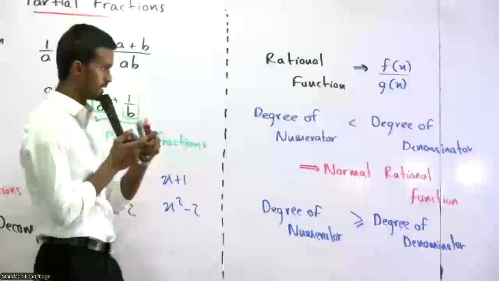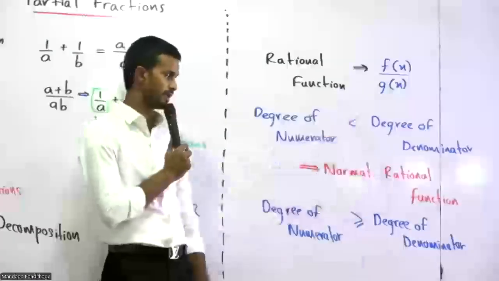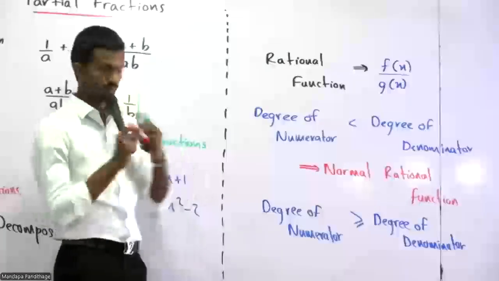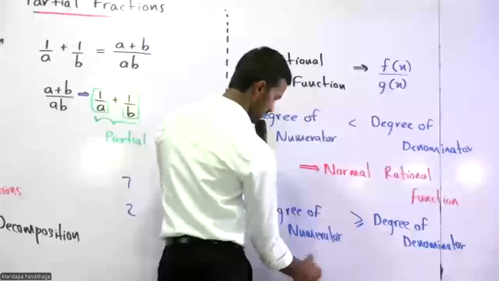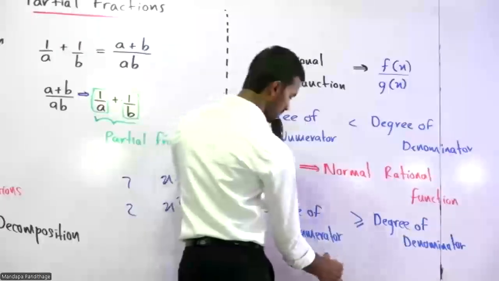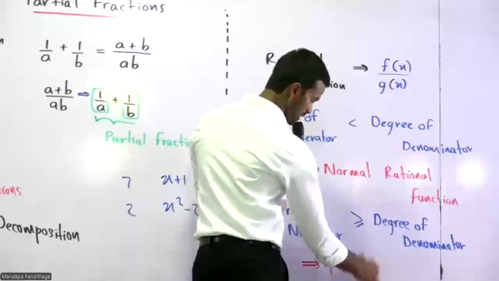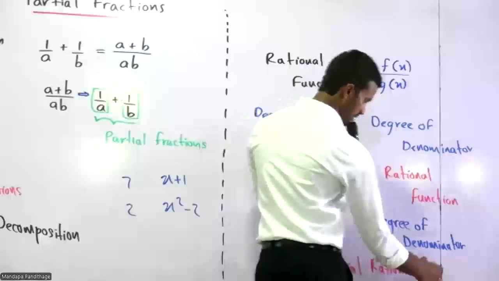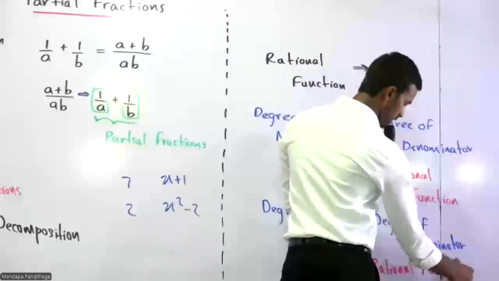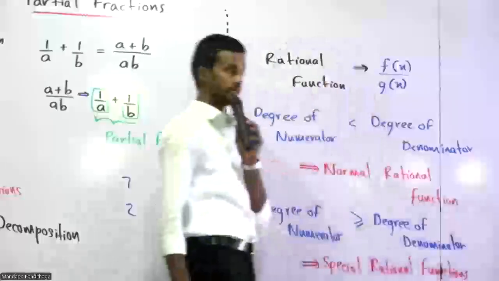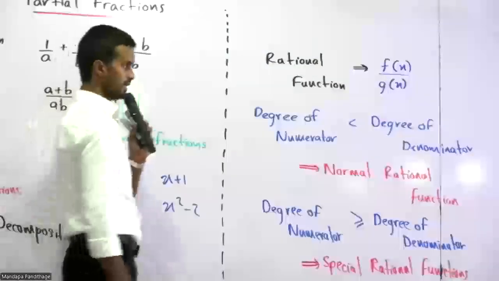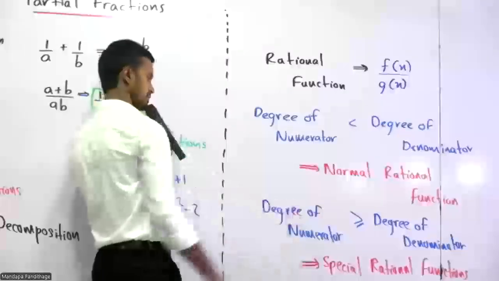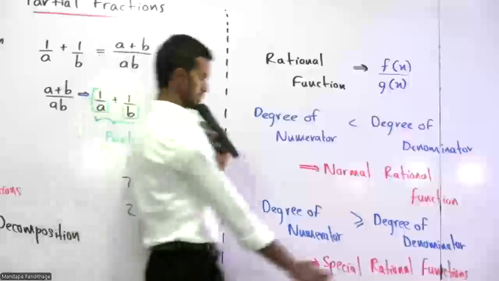Okay, so when the numerator is smaller than the denominator, it's normal. So this one you don't consider as abnormal. Here we consider it as a special rational function. This is a special rational function. So there are two types of rational functions based on the degrees of the numerator and the denominator. It can be either a normal rational function or, if not, we call it a special rational function.